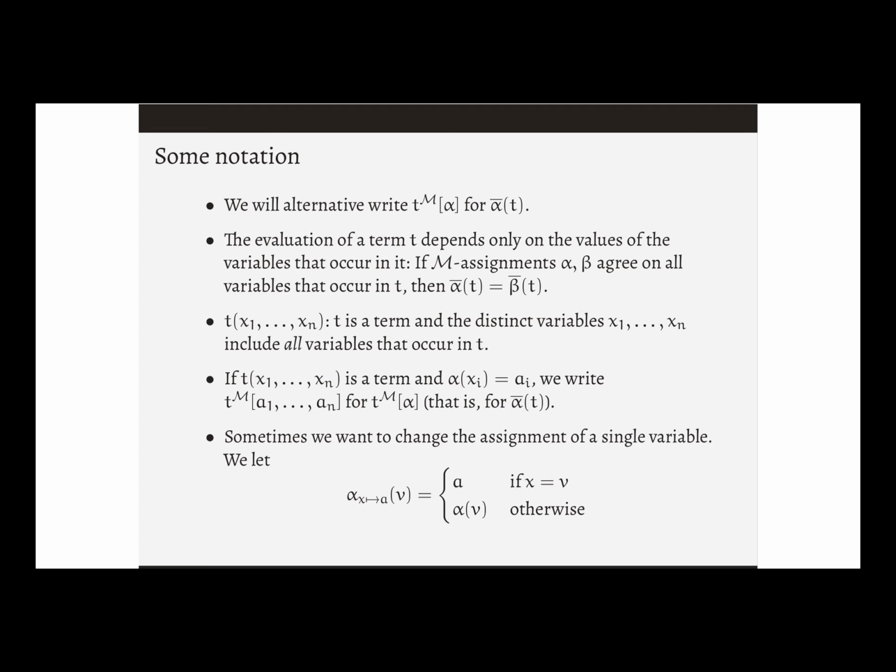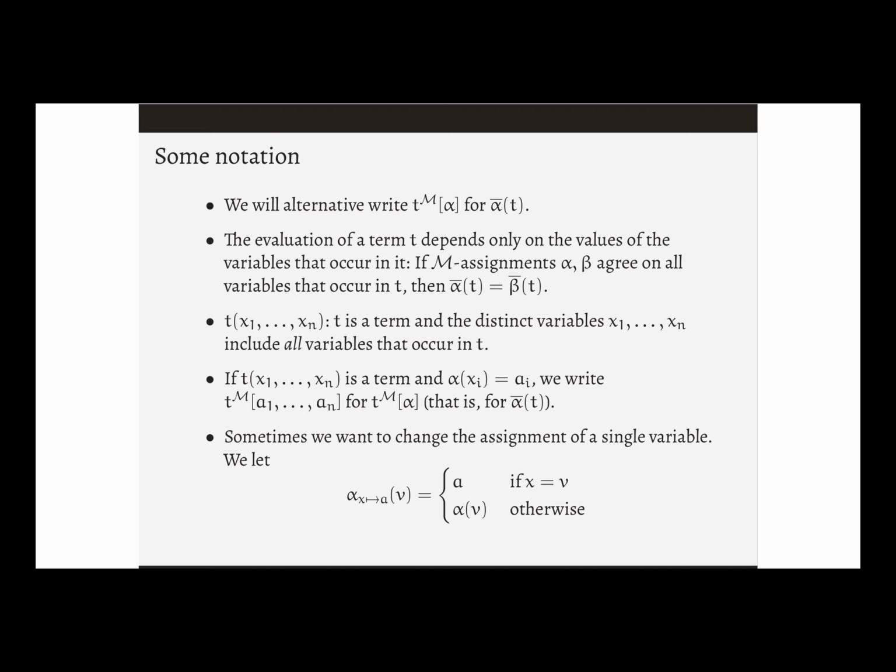Then we can observe the following fact. The evaluation of a term depends only on the values of the variables that occur in it. If M-assignments alpha and beta agree on all variables that occur in t, then their extensions to terms actually give the same value on the term. This is of course not completely obvious. It needs to be proved. So as usual, I encourage you now to pause for a few minutes and think how you would do this. It clearly looks like you could use induction on term height here.